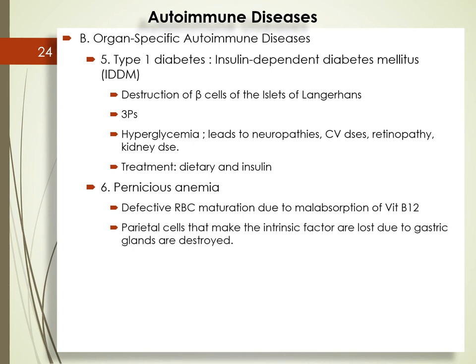The intrinsic factor is produced in the parietal cells of your gastric glands, and these parietal cells are destroyed. Thus, the intrinsic factor for the absorption of B12 is lost, so there will be vitamin B12 malabsorption, and this will now transmit to the defective maturation of your RBC.